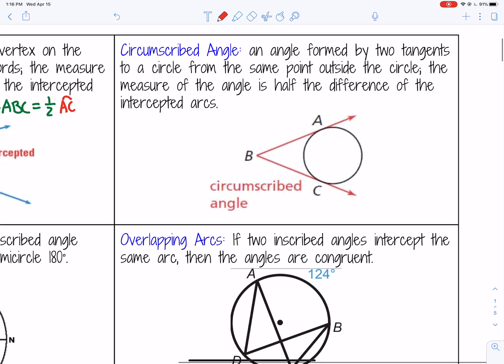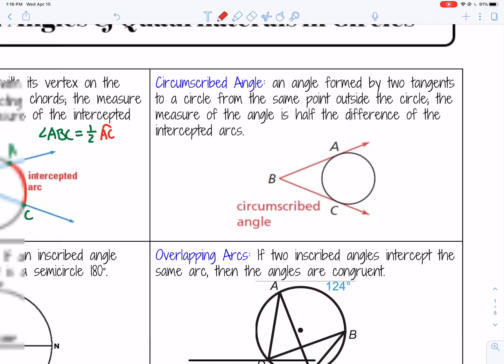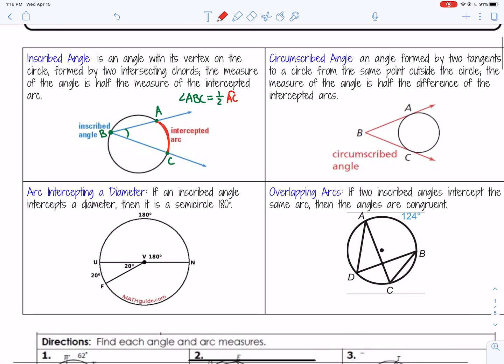So let's look at the definition of circumscribed angle. It's an angle formed by two tangents to a circle from the same point outside the circle. The measure of the angle is half the difference of the intercepted arcs. And we're going to look at this in a later video and a later set of notes in practice. But this just shows you the difference between what an inscribed angle is and a circumscribed angle. But like I said, we're going to take a look at those in more detail in a later lesson, but I do want you to go ahead and draw that and write down the definition for these notes.